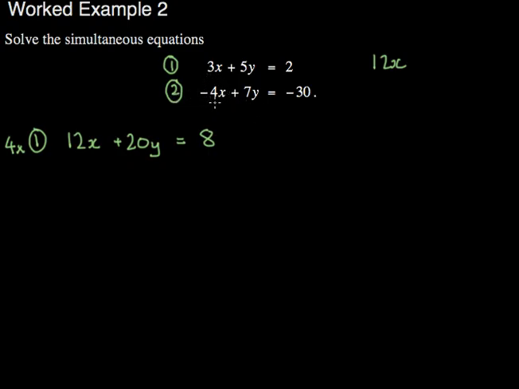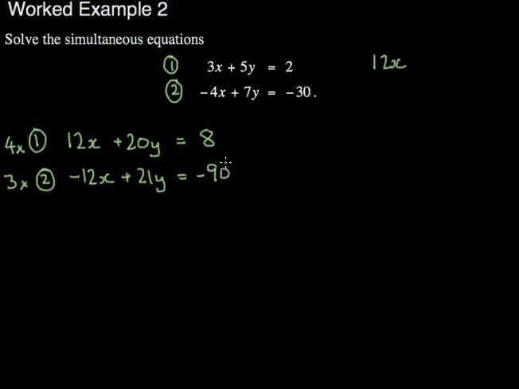How would I make this term into 12x? I'd have to multiply everything by minus 3. So minus 3 times equation 2. And it starts to get a little bit messy when I'm multiplying it by a negative. Instead, I'm going to suggest multiplying it by 3 without the negative on it. So 3 times equation 2. That would be minus 12x, and this would be 21y, and this would be minus 90.